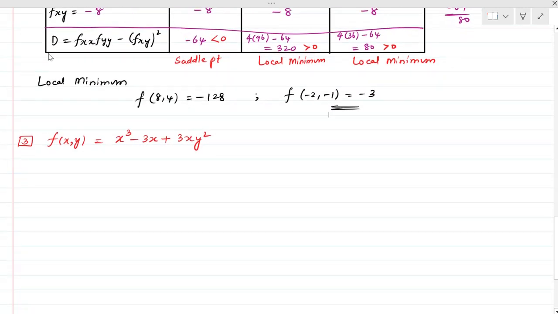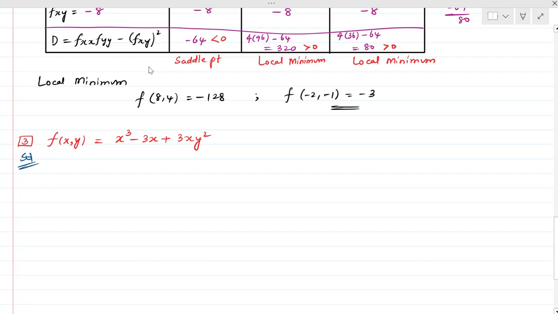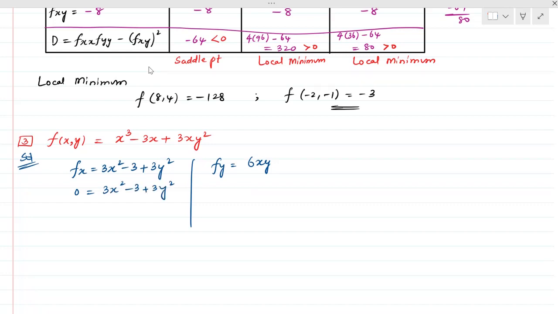Now the last question of this topic we will have here. fx. Same rule we have to use. So fx and fy. The main problem is to find the critical points. So fx is 3x^2 minus 3 plus 3y^2. And what is fy? Fy is equal to 6xy. That's it. Now, when you set it equal to 0, what will you get? Here, 3x^2 minus 3 plus 3y^2, and if you put it equal to 0, xy equals 0.